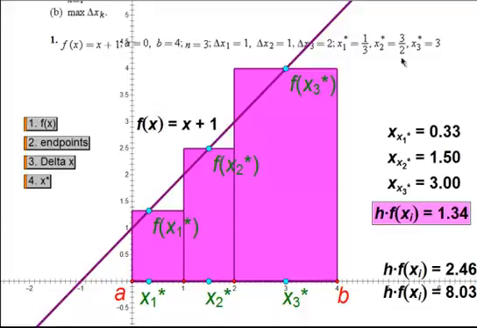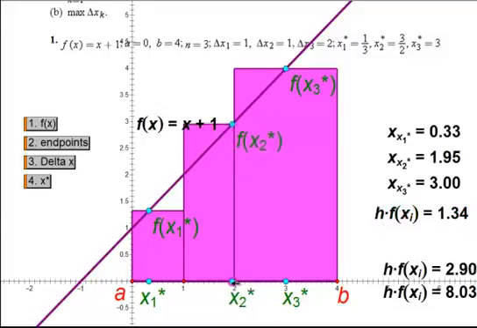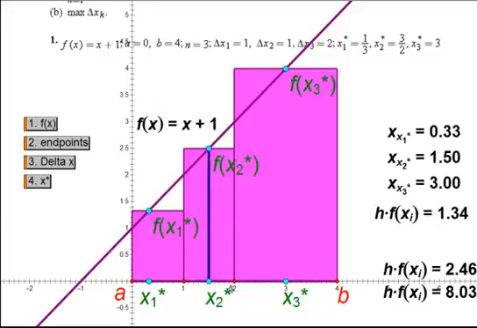Now let's look at x star 2. X star 2 is 3/2. So if we look here, it could go anywhere between 1 and 2. They want it to go right in the middle at 3/2, or 1.5. So now my x star 2 is 1.5. So the area of this rectangle is going to be the height, which is 1.5 plus 1, which is 2.5. That's the height right there. And then the width again is 1, so it should be 2.5 times 1. It looks like this might be off just a little bit.